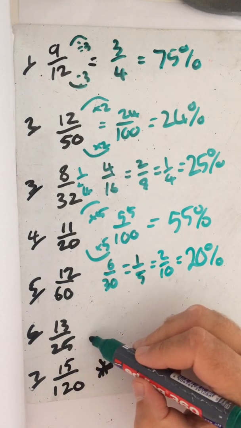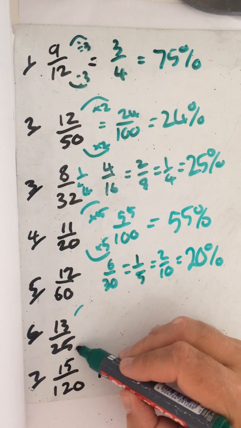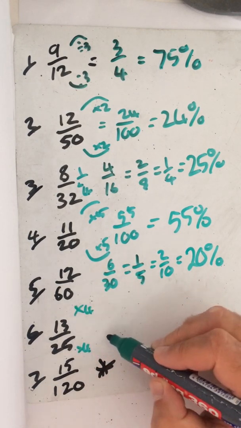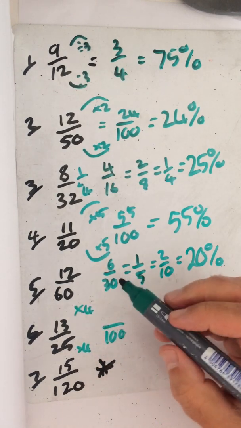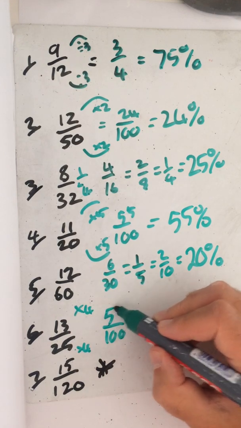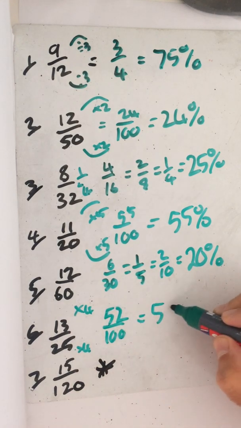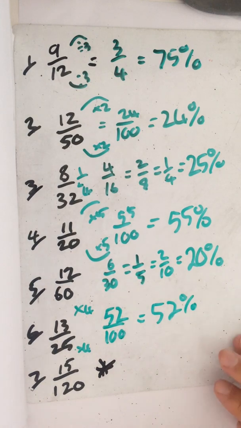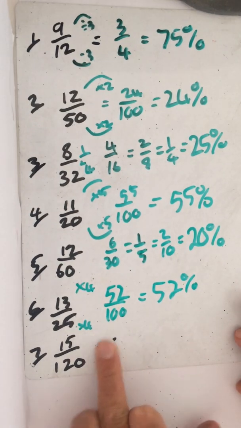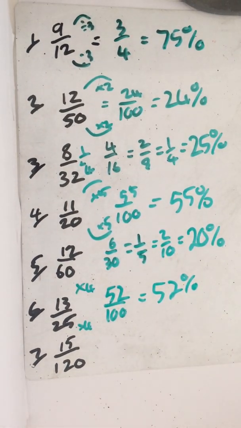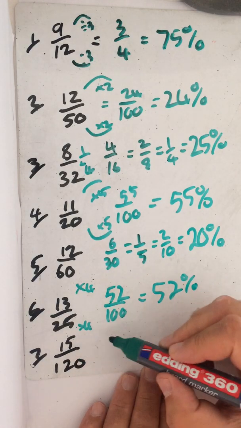Okay, when it comes to 13 over 25, just times it by 4, times by 4, so that becomes 52 over 100. Okay, 52%. And I'll just quickly go through this last one, okay? And again, it involves quite a lot of simplification. So let's have a little look.